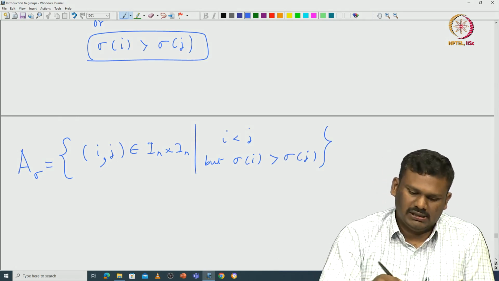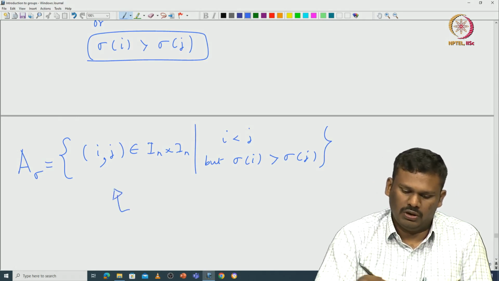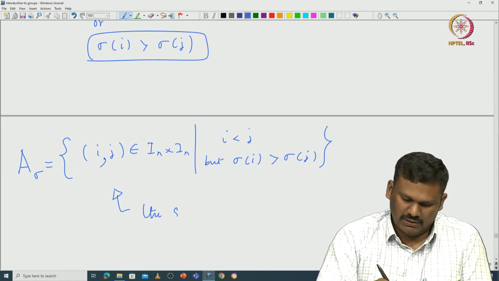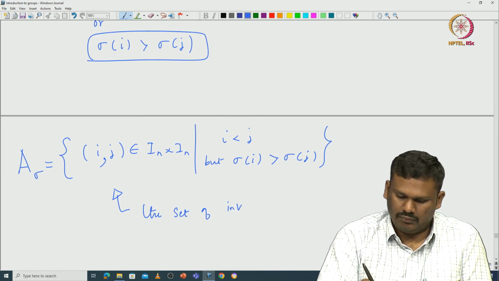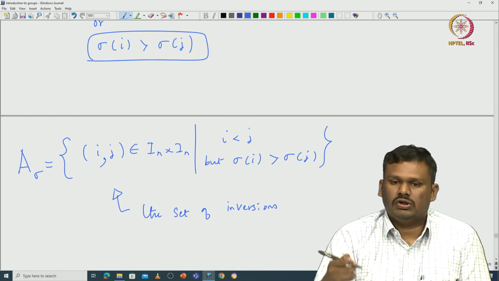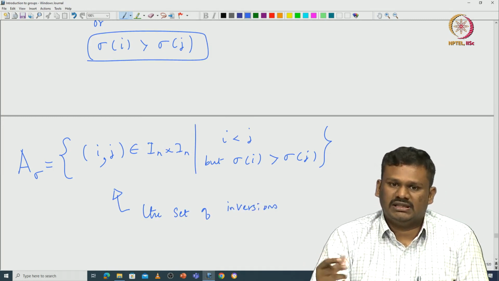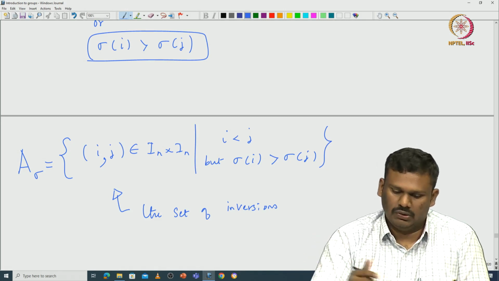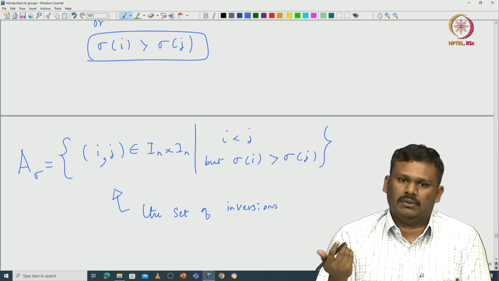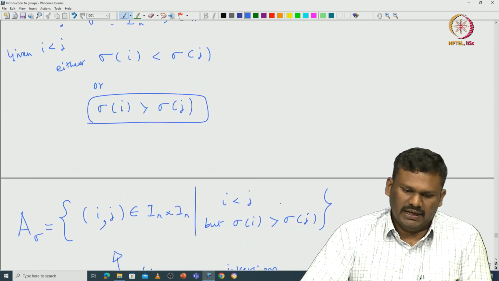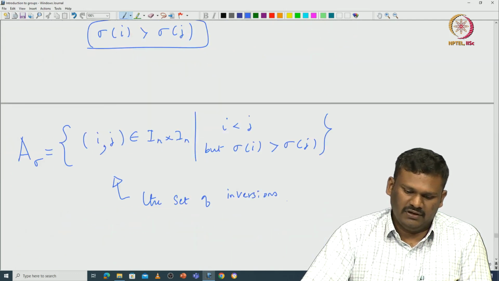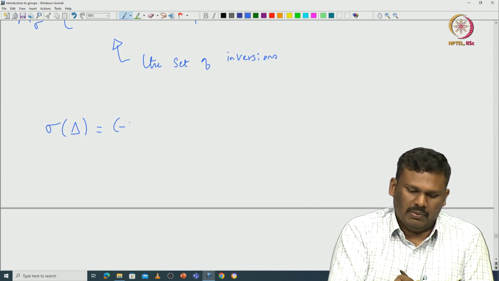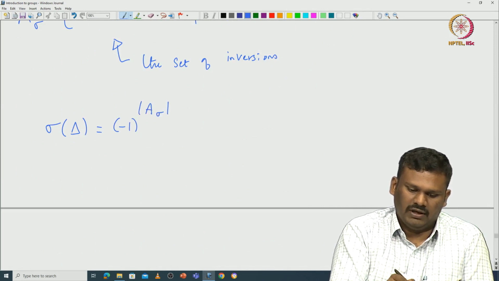This actually has some very important motivation. This set is called the set of inversions. Basically, sigma spoils the correct order; it just switches the order. Those tuples you call the set of inversions. Then it is clear from the definition that sigma of delta is going to be minus 1 power the cardinality of A sigma, times delta.